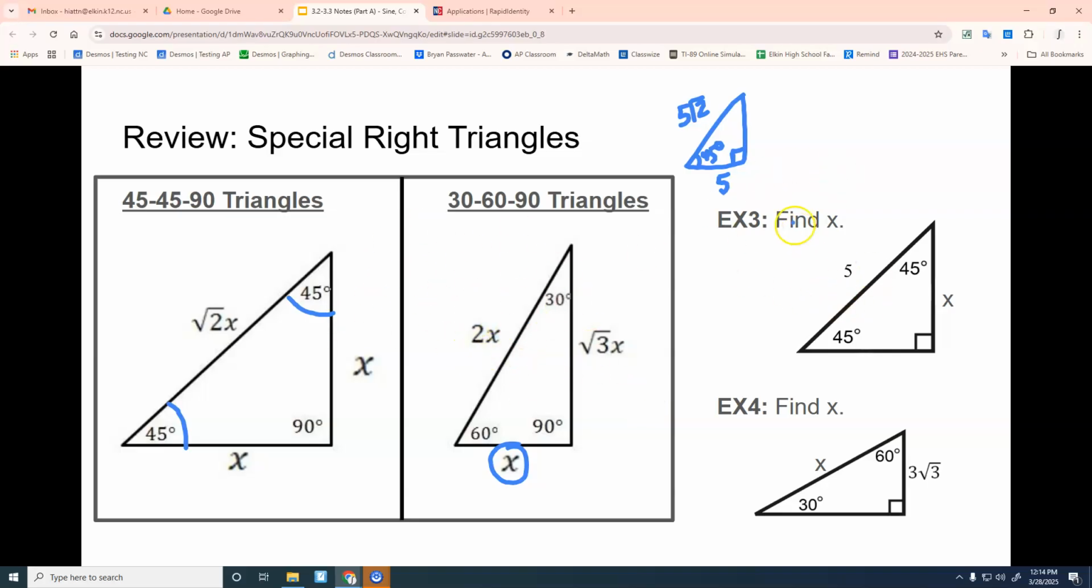So let's just do a couple examples. If I have this 45, 45, 90 triangle right here, and I want to find the length of this leg right here, what should I do?